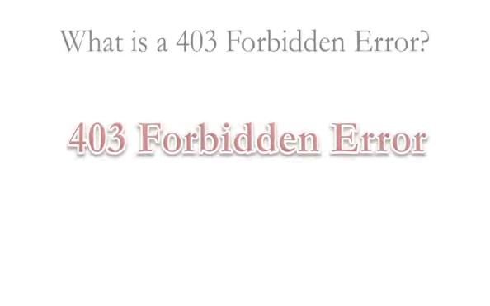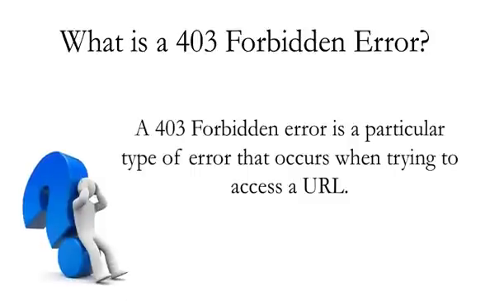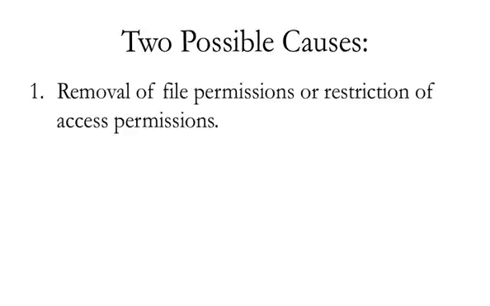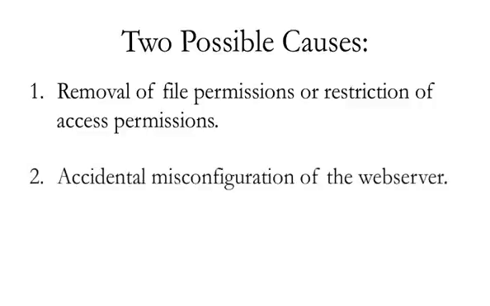A 403 forbidden error is a particular type of error that occurs when trying to access a URL. If you're seeing a 403 forbidden error, there are two possible causes. It could be due to a removal of file permission or restriction of access based on the IP address of the user. The second possible cause is accidental misconfiguration of the web server.